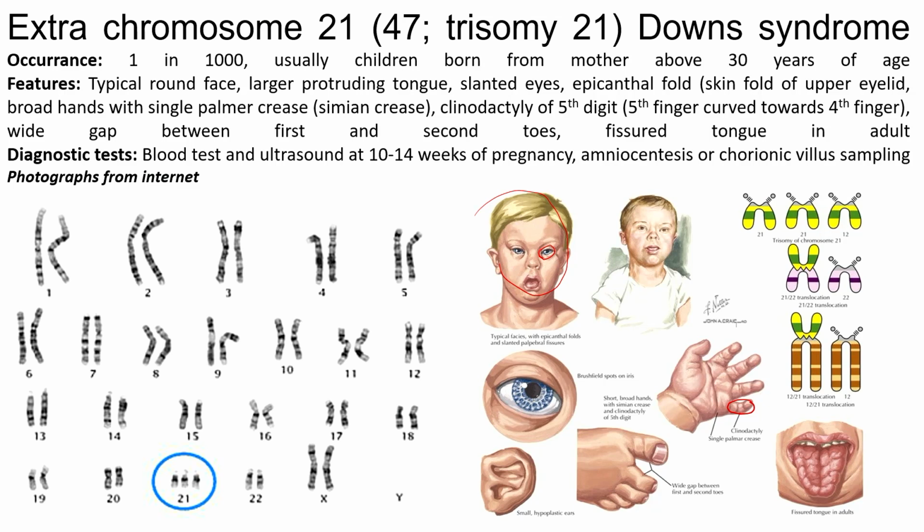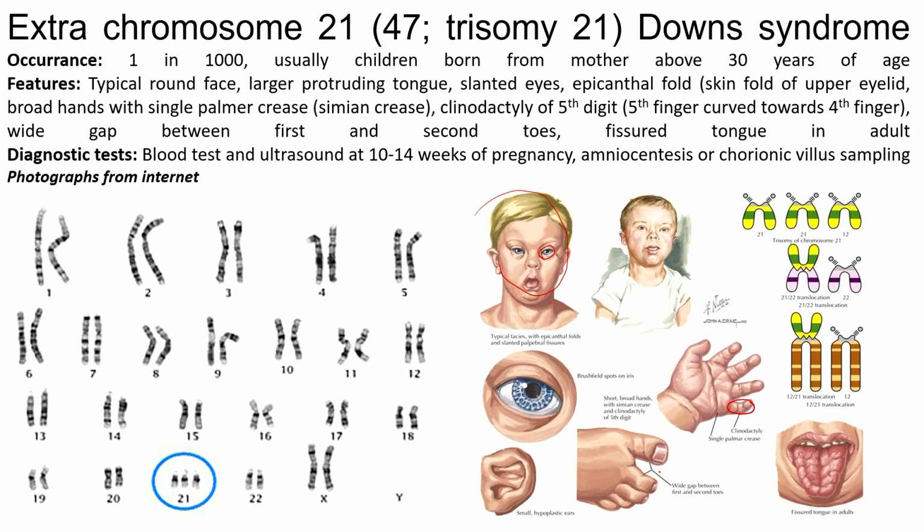Wide gap between first and second toes. There is a wide gap between the first and second toes, you can see from here. And fissured tongue. You can see the tongue is fissured in adults.